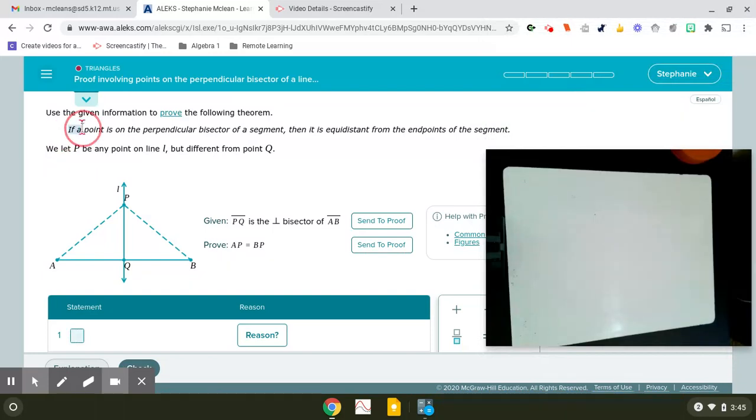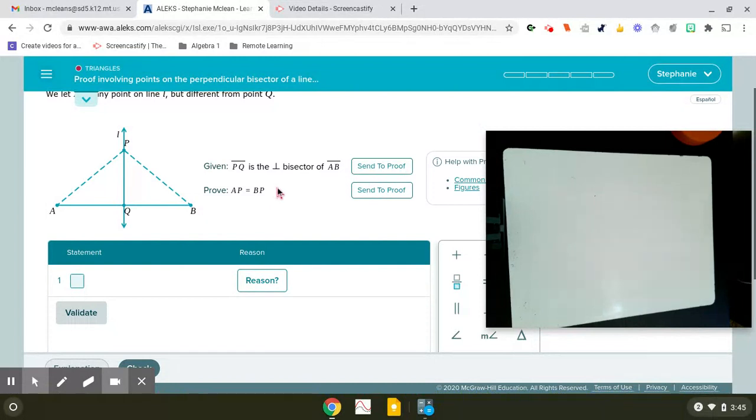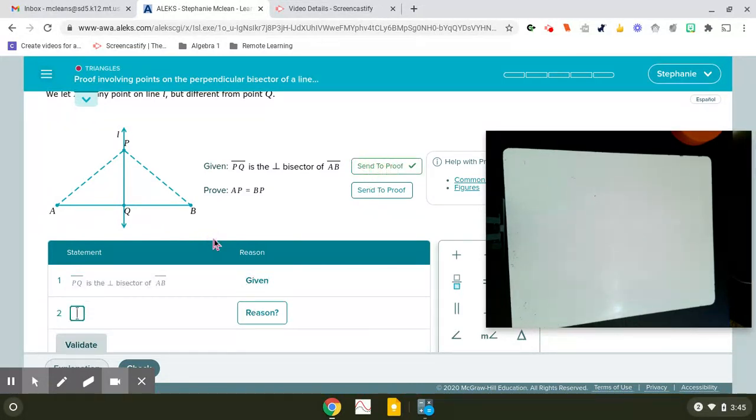So right here, if a point is on the perpendicular bisector of a segment, then it is equidistant from the endpoints of the segment. Okay? So for example, here we have PQ is the perpendicular bisector of AB. So this point P is equidistant from A and B: the distance from A to P is the same as the distance from B to P. Okay, so let's go ahead and give this a try. So we're going to prove that PQ is the perpendicular bisector of AB.